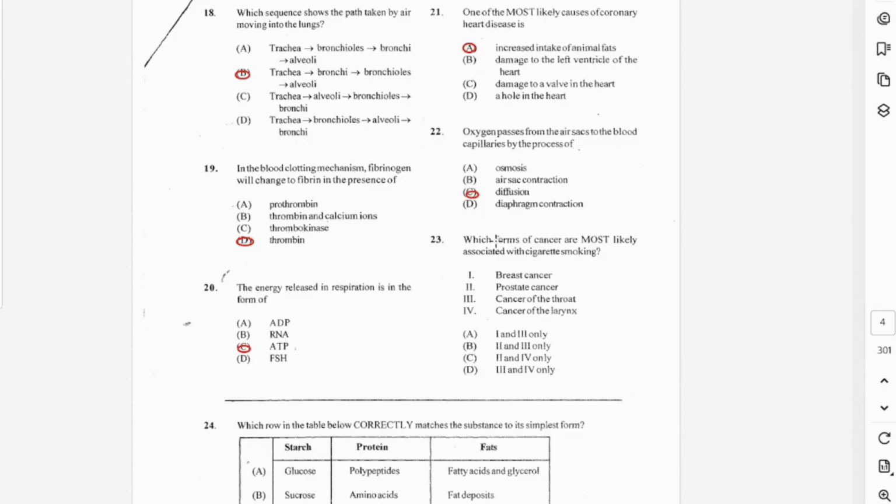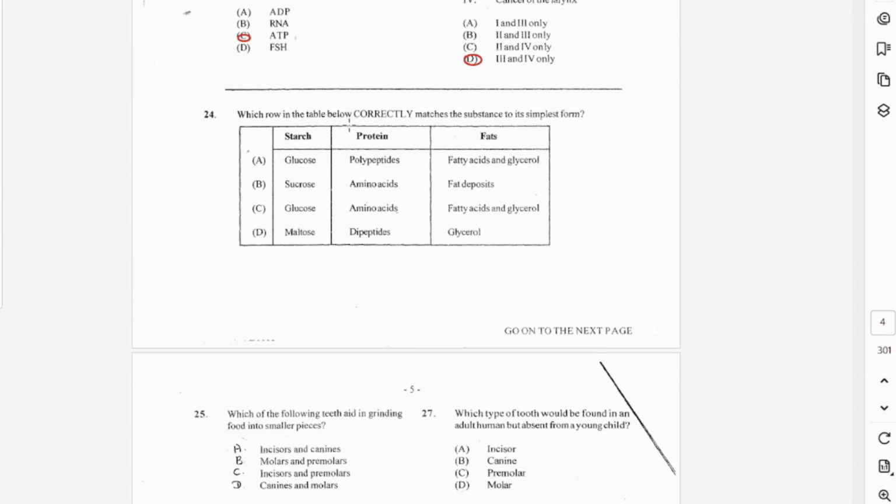23. Which forms of cancer are most likely associated with cigarette smoking? Breast cancer, prostate cancer, cancer of the throat, cancer of the larynx. If you are talking about cigarette smoking, we are talking about the respiratory system. Thus, the answer will be 3 and 4, which is D.